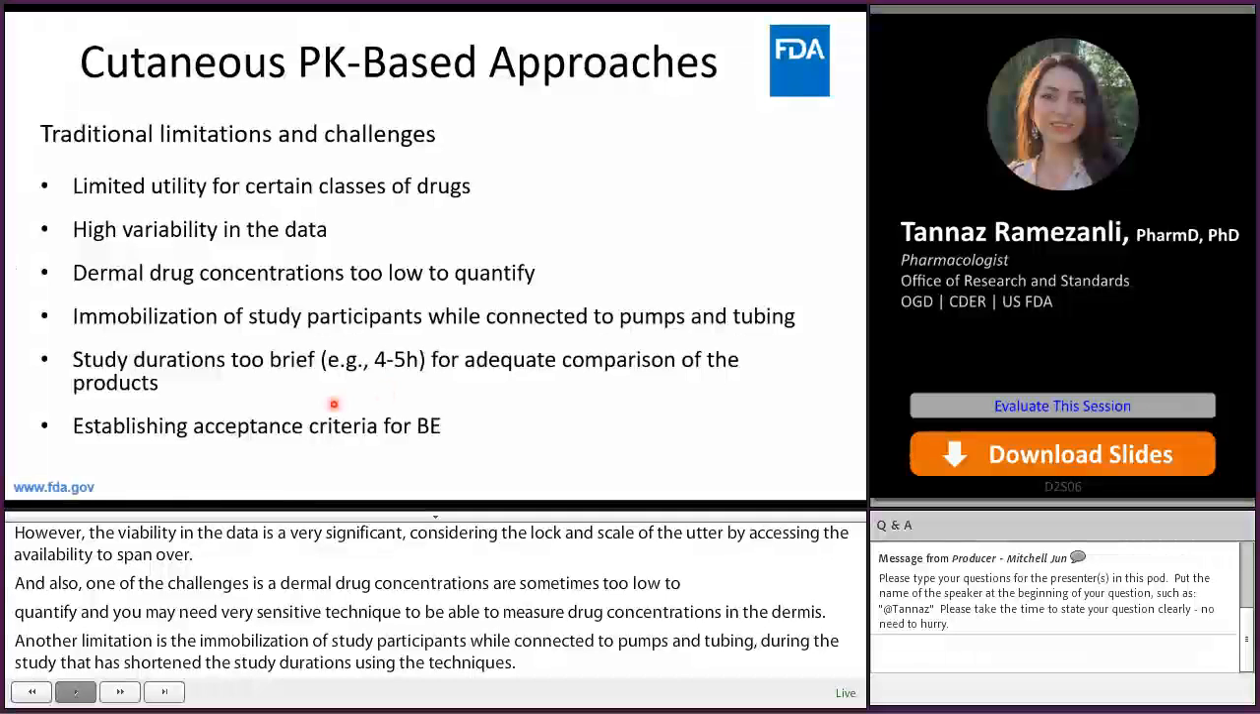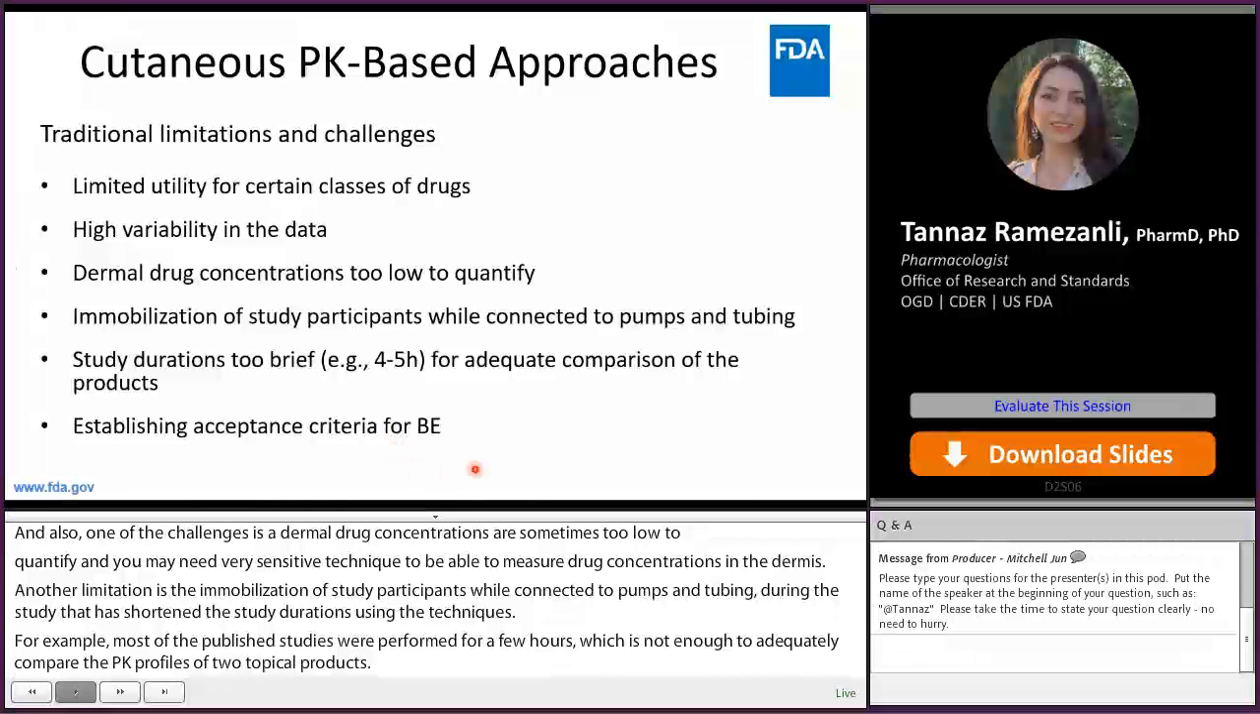And another existing challenge has been establishing acceptance criteria for BE and selecting the appropriate PK metrics for the comparison.